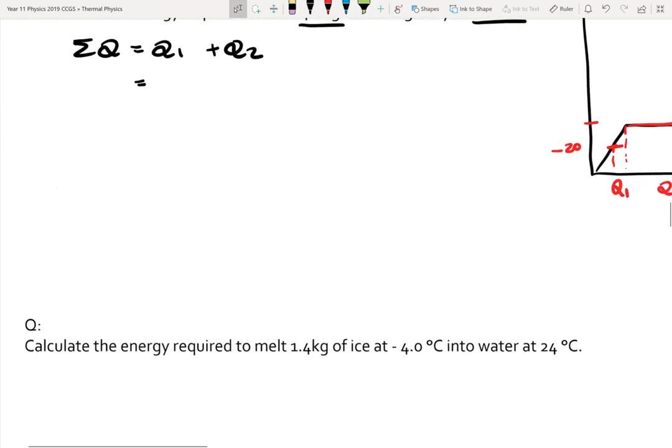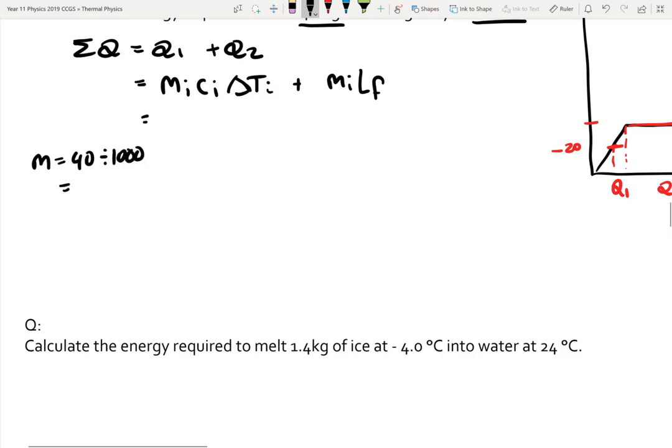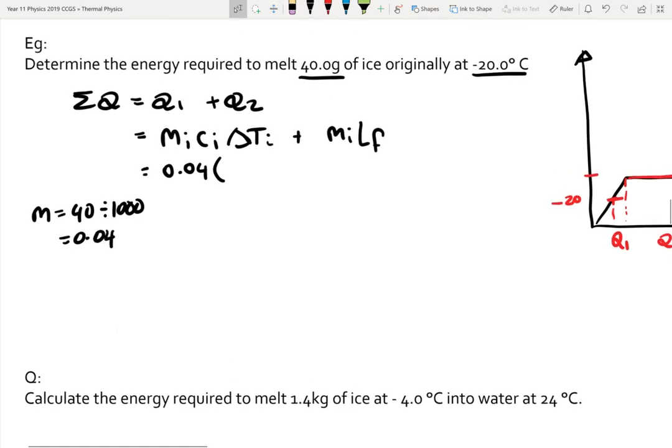Now, here's where we're going to start using subscripts, because now we've got ice, we've got water, we've got gas, or steam, if we went that far. So I'm going to say m ice, c ice, delta T ice, plus m ice, latent heat of fusion. All right? Now you start plugging everything in. Well, again, side mission, 40, so 0.04.